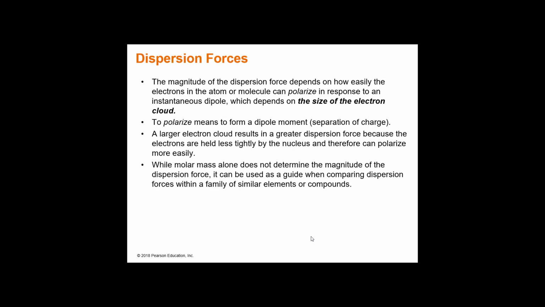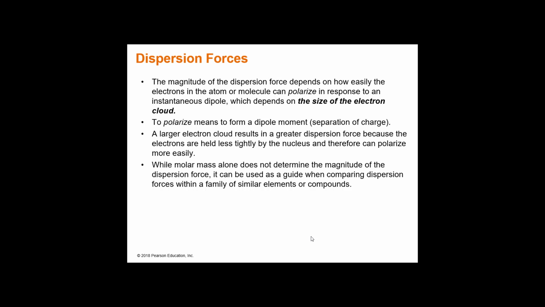The magnitude of the dispersion forces depends on how easily the electrons in a molecule can polarize. Remember, polarity is because those partial positive and partial negative charges don't cancel out. So there's an imbalance of these partial positive and partial negative charges. They're not ionic, because it's just the electrons, and the shape also has to help in not canceling out this polarity. It also depends on the size of the electron cloud. To polarize means to form a dipole, which is a separation of charge.